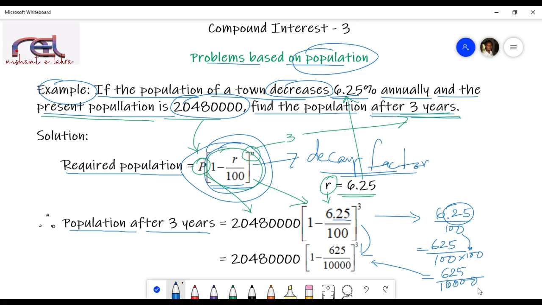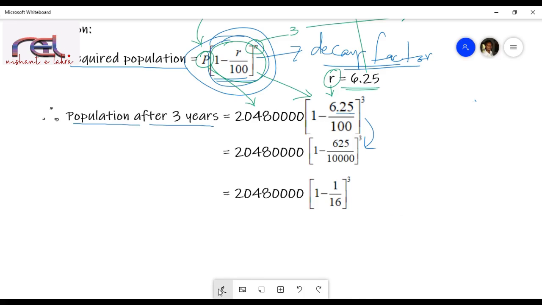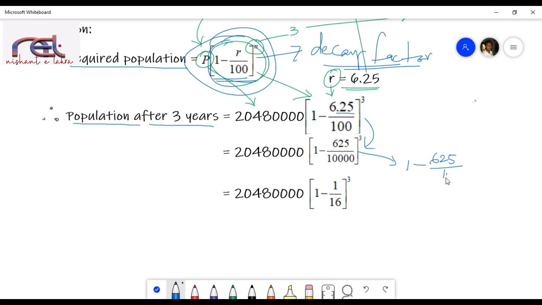Okay, let us solve it further. Now, when you solve 1 minus 625 by 10,000, you will get 1 minus 1 by 16. Let me explain how we got that. 1 minus 625 by 10,000. Let us simplify it. You can cancel this. When you cancel it, 625 into 16 is 10,000. That is how we got 1 minus 1 by 16. It's not hard. You just have to know how to solve it, and you can get the answer exactly.